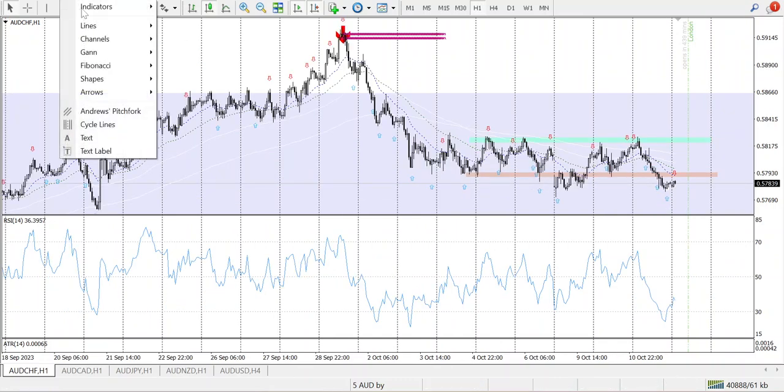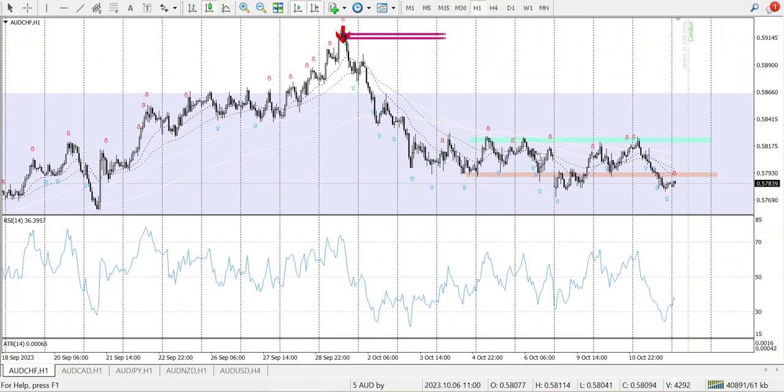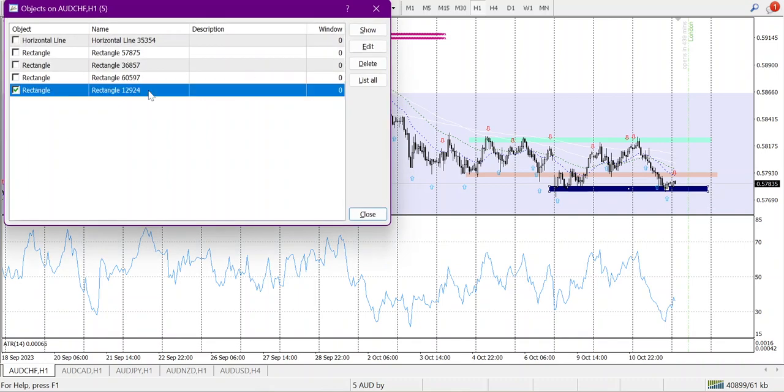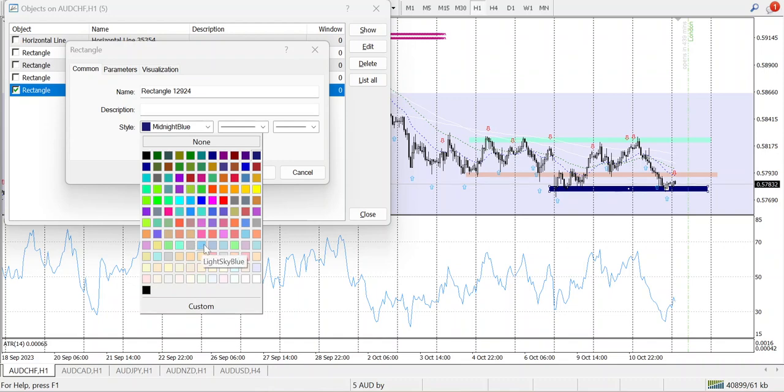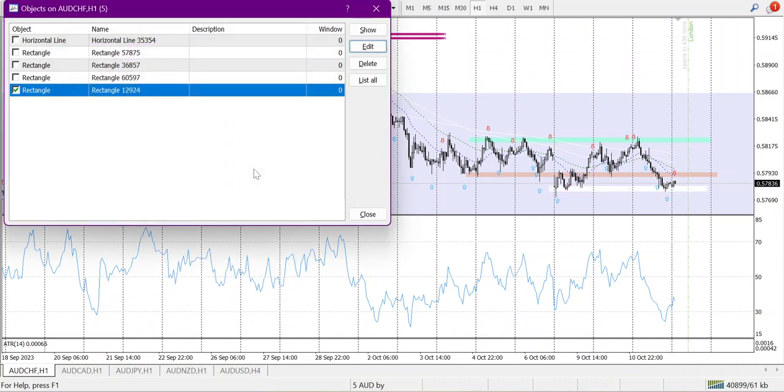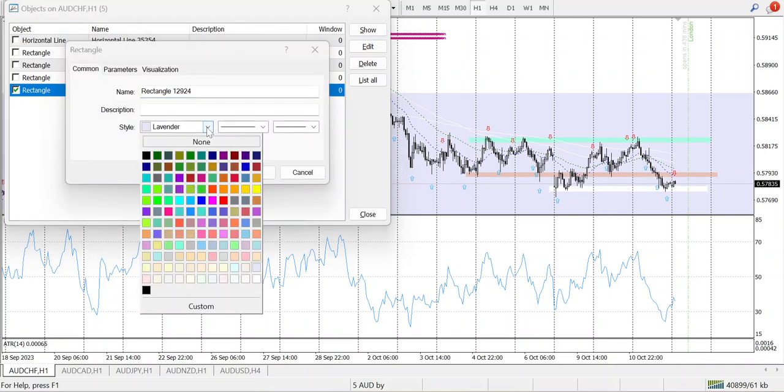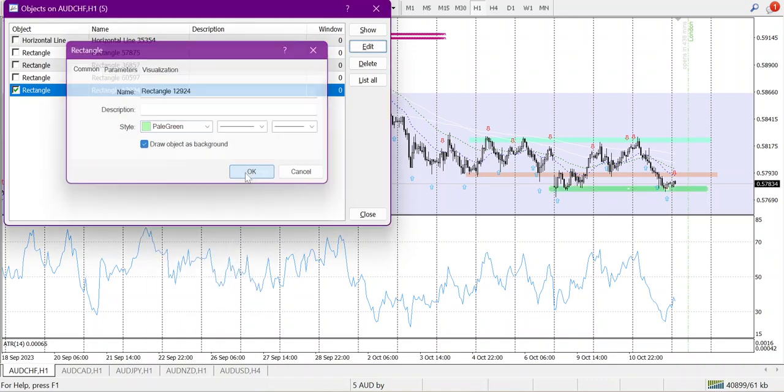Let me draw one more range, but it will not be that effective for me to discuss. Oh, it is so blue. Let me color code it a little. Midnight blue. Why midnight blue? Let's make it a different color today. A little lavender. Oh, it was already lavender. Sorry, I'm taking a little time. I'm playing with the colors, so bear with me. Let's make it green. Pale green.